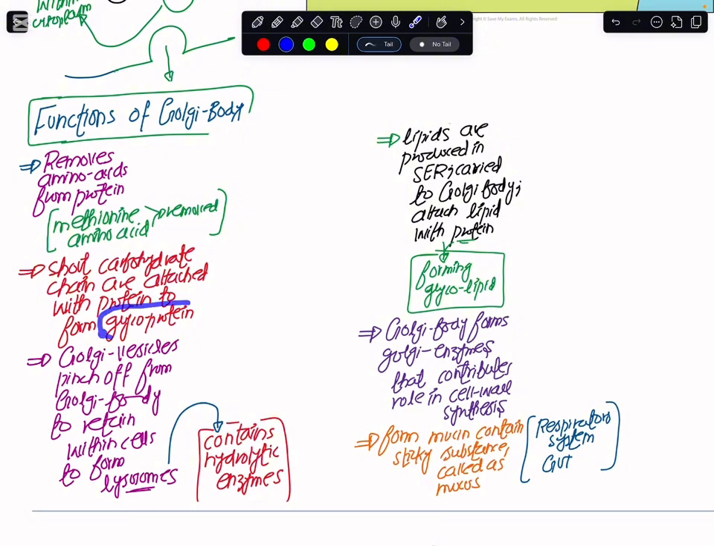And these glycoproteins, we have got multiple examples of them, like the mucus that is being released in our airways, a sticky kind of a material. So this is glycoprotein, and this is being formed in the Golgi bodies.